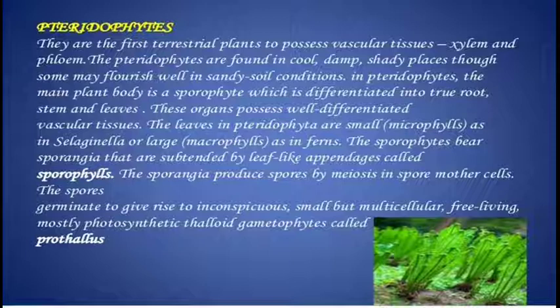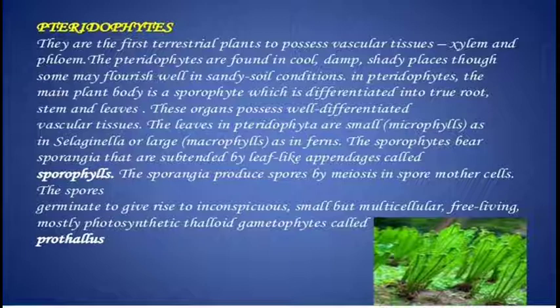The leaves in the pteridophytes are small, as in Selaginella, or large, as in ferns. The sporophytes bear the sporangia. They are subtended by leaf-like appendages called sporophylls. The sporangia produce spores by meiosis in the spore mother cells.